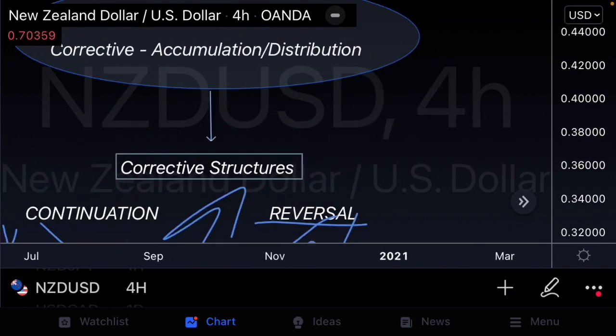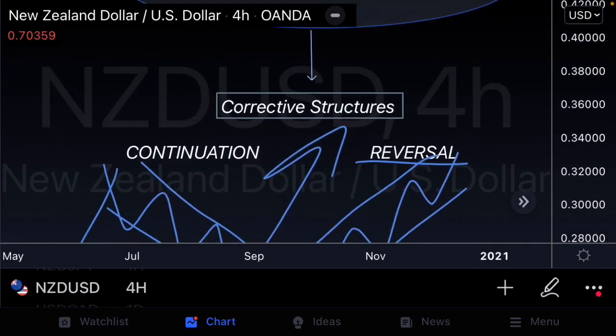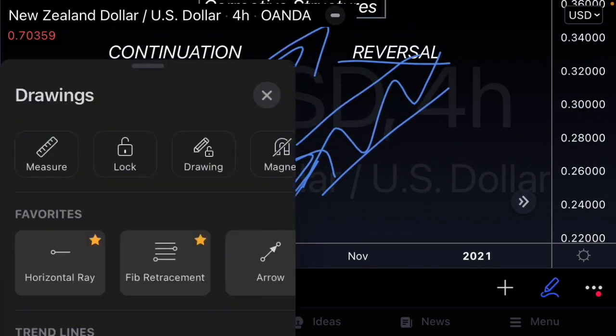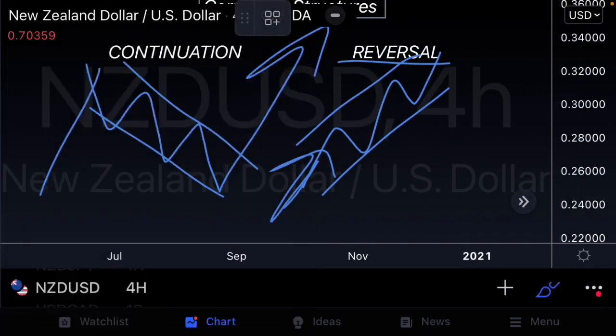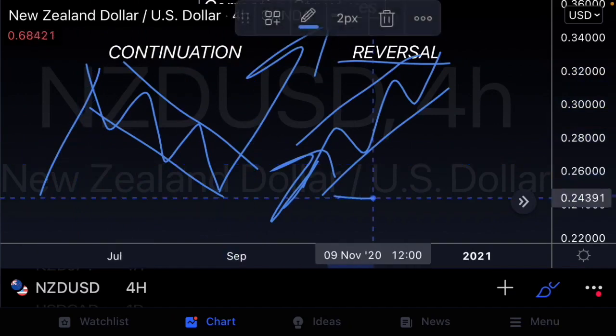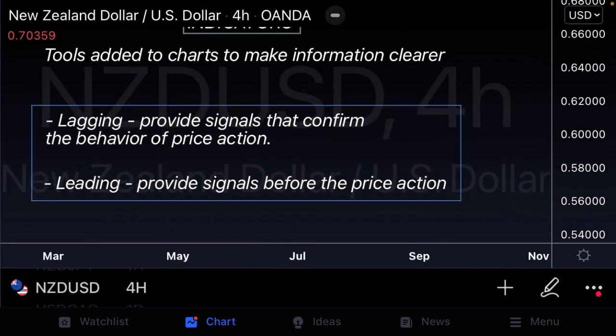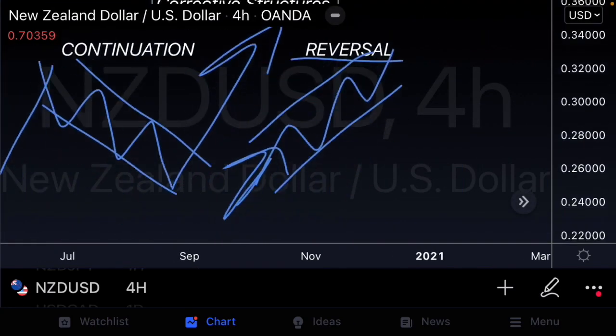Remember when we discussed what important things we want indicators to be able to do: number one, provide signals that confirm the behavior of price action. So we have these structures functioning as lagging indicators. They give us insight into the nature of price action, that price is decelerating towards the downside or decelerating towards the upside. We then also agree that we want every indicator, or rather our ultimate indicator, to also be a leading indicator and provide signals before the price action has come. What do these continuation structures also give us?